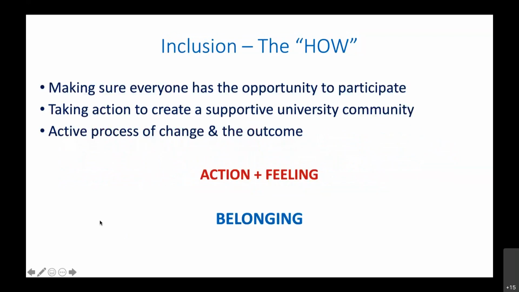And inclusion. So this is really the how. So how do we make sure everybody has the opportunity to participate? This is creating a culture and a space in which we all feel respected and valued, taking really solid action to create a supportive university community. So it's the active process of change, but it's also the outcome. So to know we're doing inclusion, right? The person needs to feel included. So how are our actions actually contributing to how people are feeling?